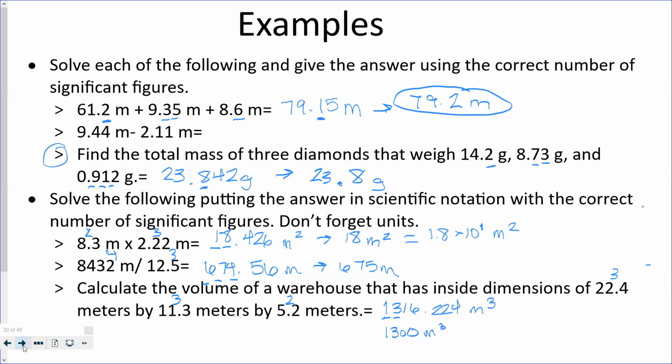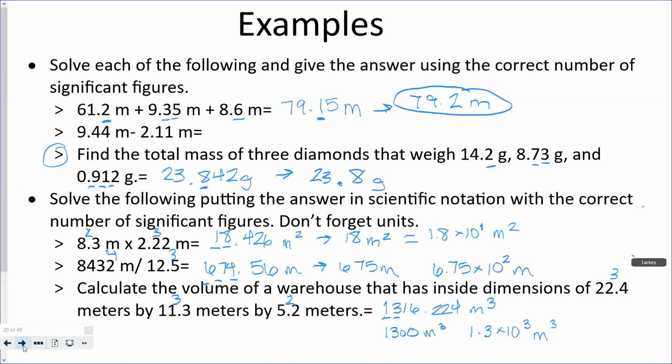Scientific notation, I forgot to do on the last one, so we'll go back and do that as well. In scientific notation, we would have 1 non-zero digit in front of the decimal, so it would be 1.3 times 10, and we move the decimal 3 places. And don't forget to include your units on there. Back to the previous one, scientific notation, the non-zero digit would be 6, so it would be 6.75 times 10, and we move the decimal 2 places, so that would be to the second.